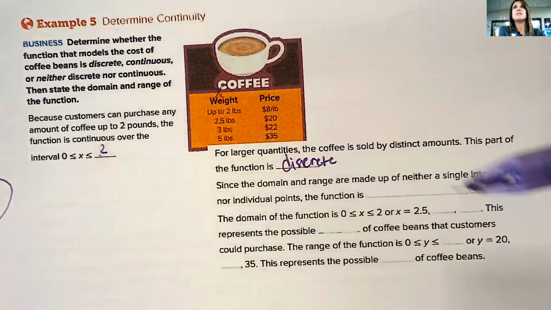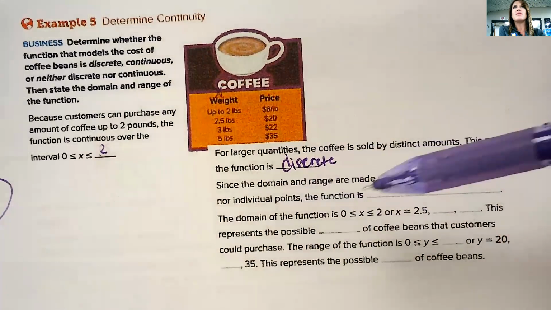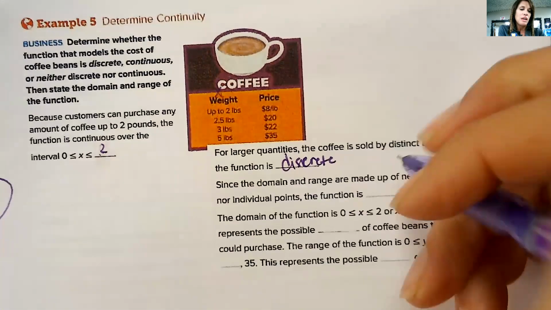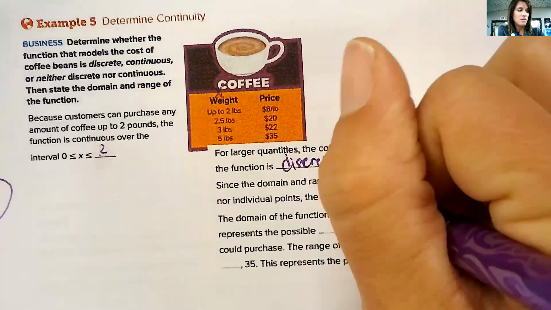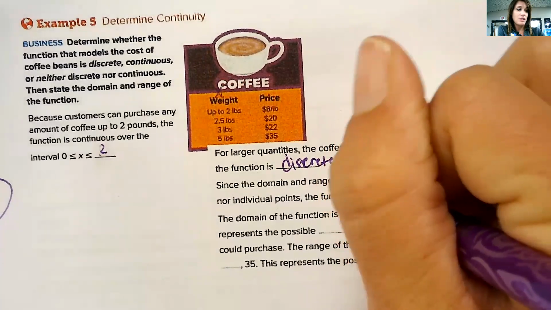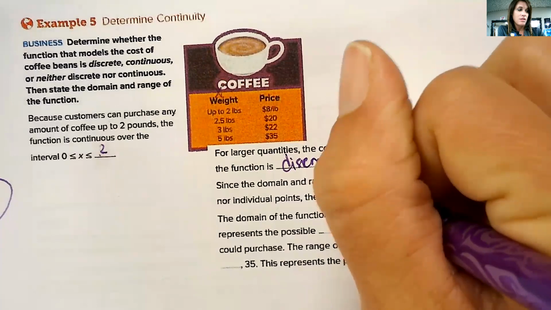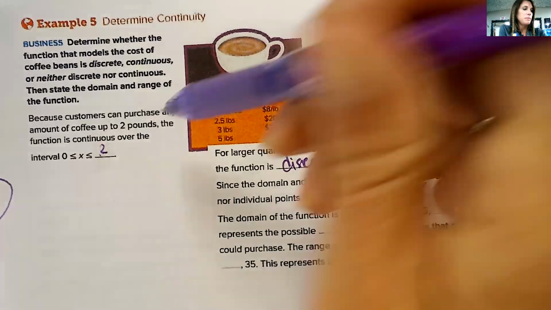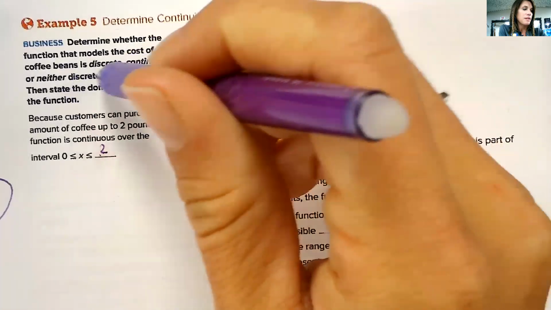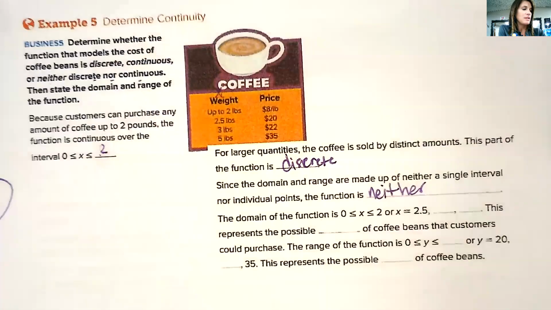That one is discrete. Since the domain and range are made up of neither a single interval nor individual parts, the function is neither discrete nor continuous. It is just discontinuous. I'm just going to put neither. It's that one, the neither discrete nor continuous.